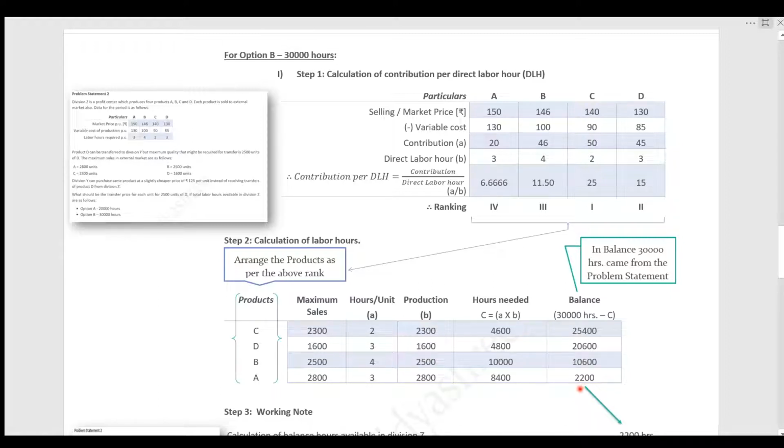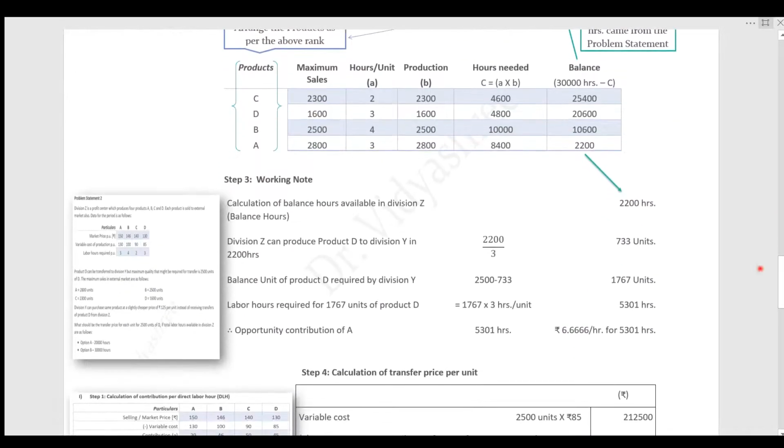So here there is no shortage as in option A. Here we have 2,200 which is balanced. So let's move on with the next step. Just carry forward this 2,200 hours. We have just shown it as a balance of hours which is left out in division Z to produce product D, that is 2,200 hours.